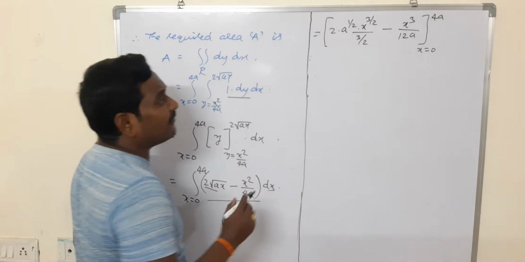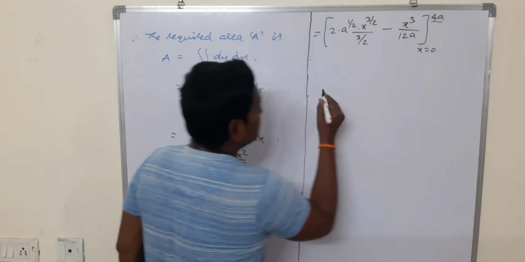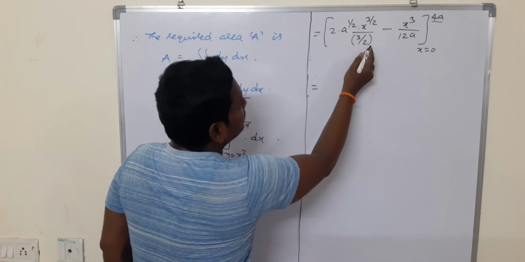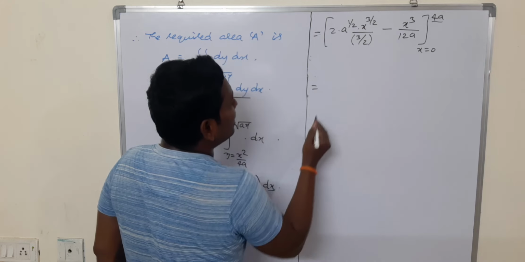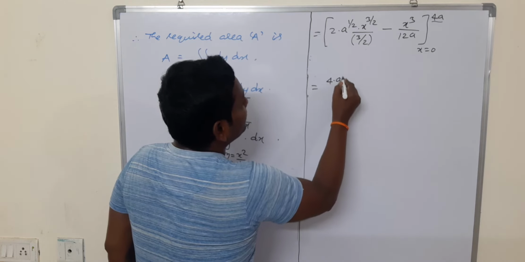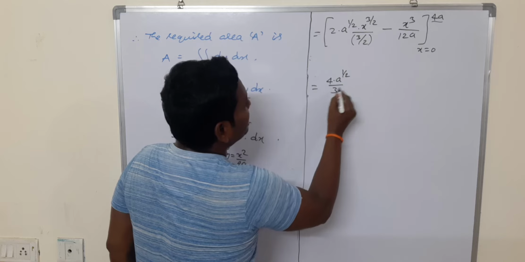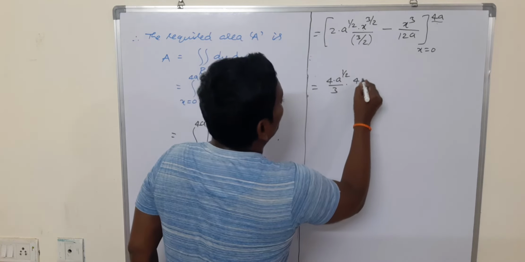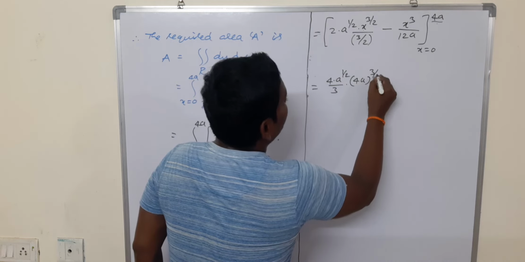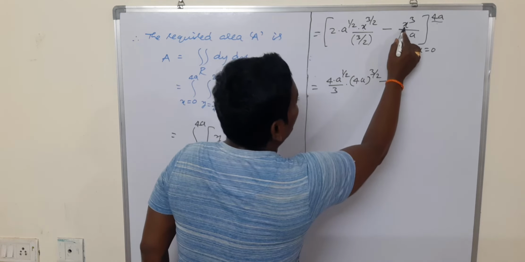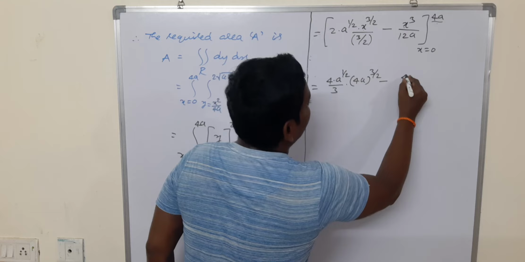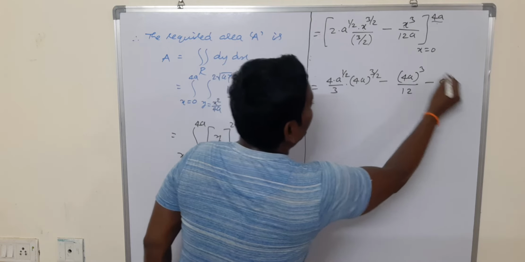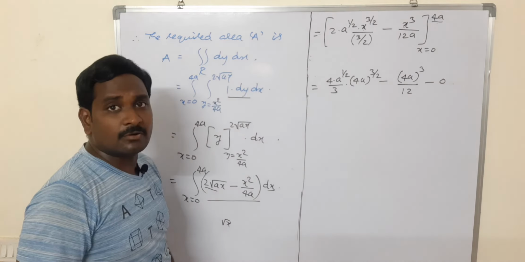So whenever we have x, first apply the upper limit. So 3 by 2 can be written as 2 by 3. So 2 2s are 4, 4 into a power 1 by 2 by 3. Replace x by 4a. So you will get 4a whole power 3 by 2 minus, again we have x here. Replace it by upper limit, 4a whole power 3 by 12. By applying lower limit, every term becomes 0.